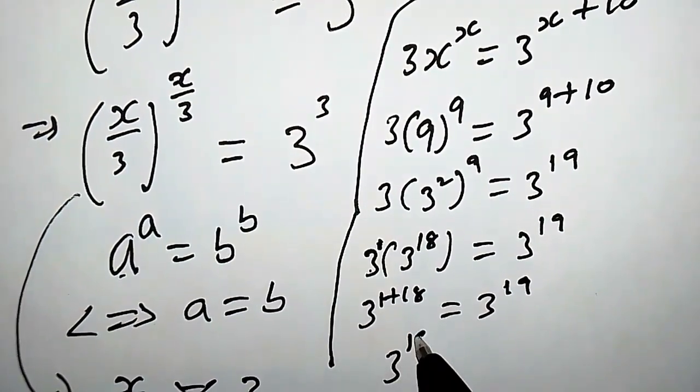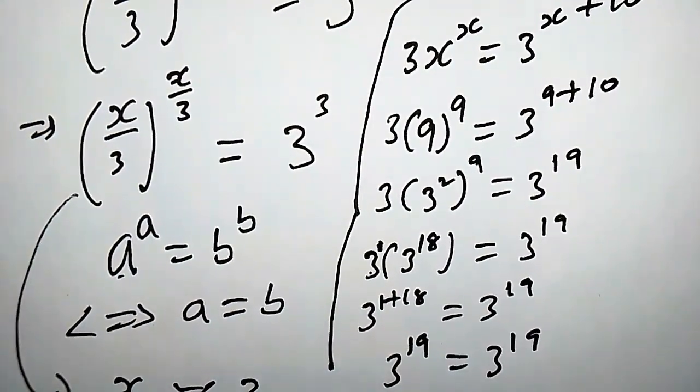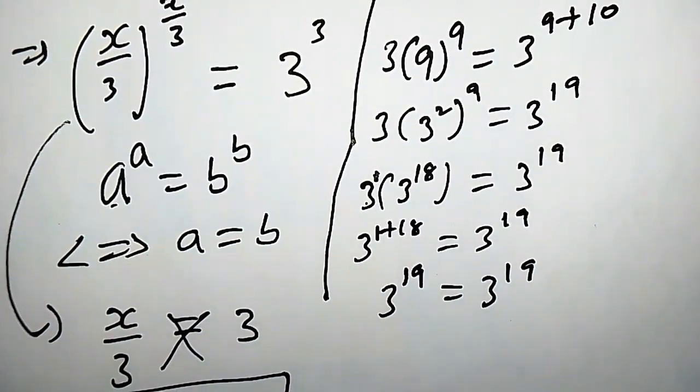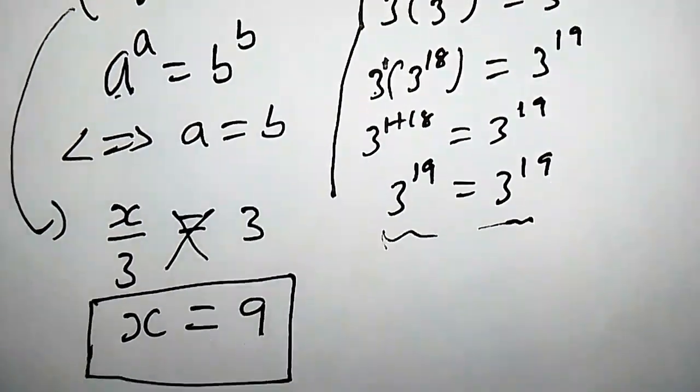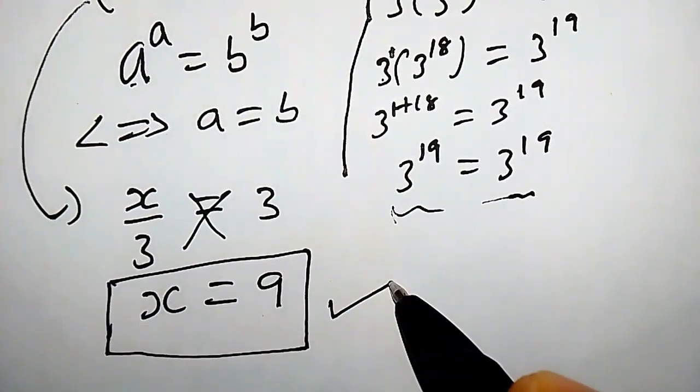Indeed, 3 to the power of 19 is equal to 3 to the power of 19, which satisfies our condition. That is, the left hand side is the same thing as the right hand side. Indeed, our value of x is equal to 9. So that's it.